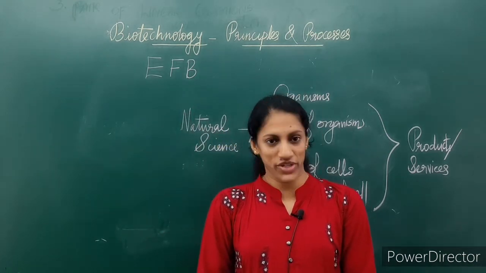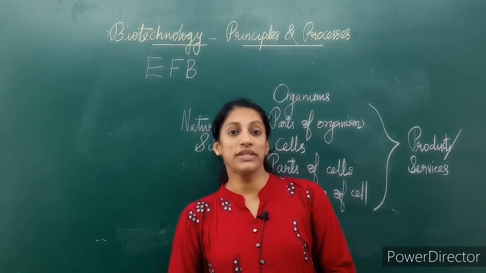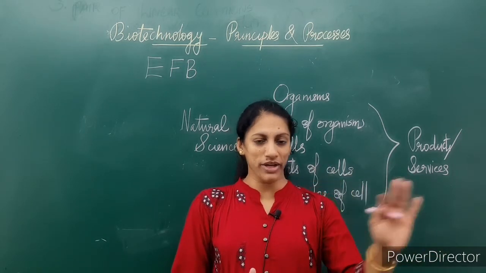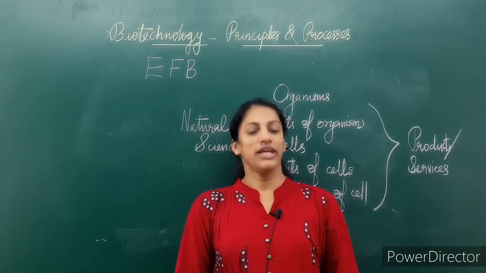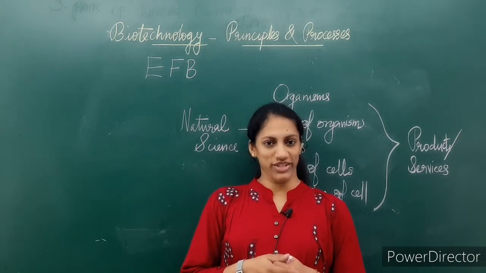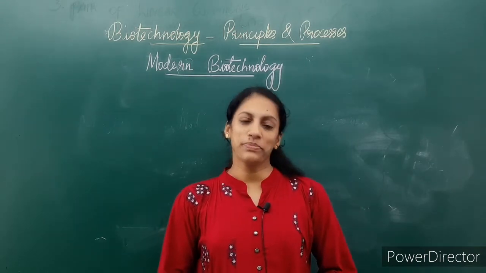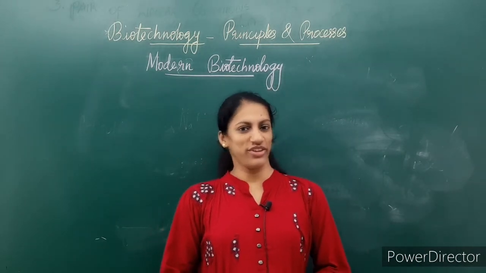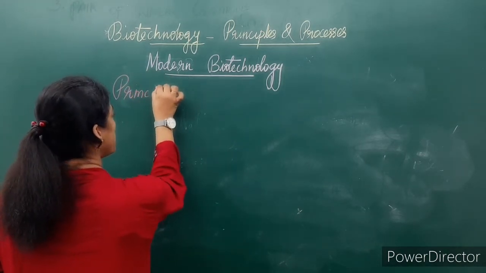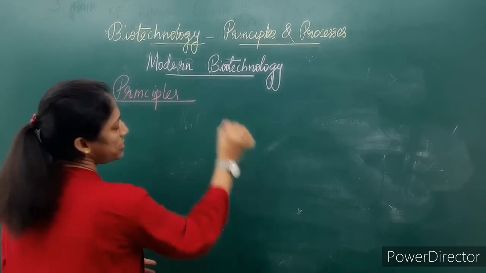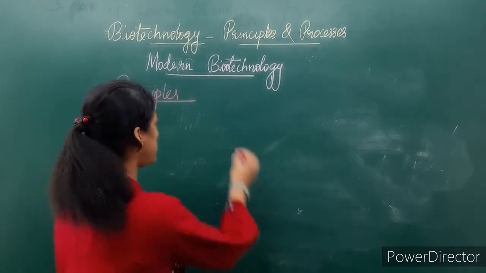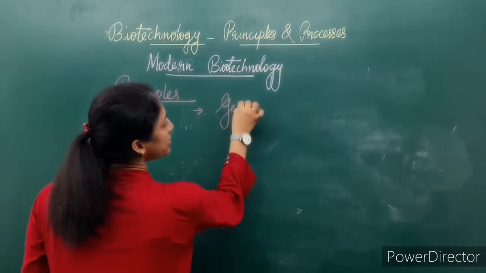The first part of the chapter discusses the principles of modern biotechnology. So, leave all other things, the simple biotechnology facts there. Now we are moving to the chapter, which focuses on modern biotechnology. Modern biotechnology mainly deals with two principles. It works on two principles. One is genetic engineering.